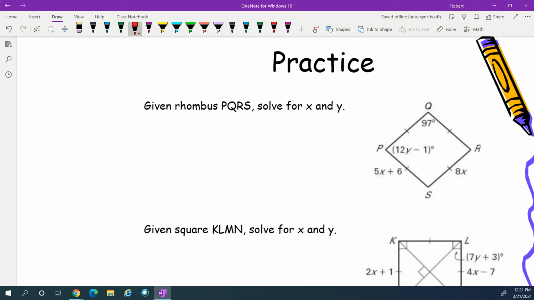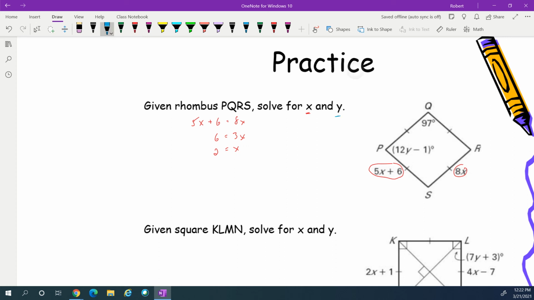So let's see. In our first one, we are given a rhombus and we're asked to solve for x and y. Well, solving for x, we're shown that those segments are congruent. But we also know that a rhombus has four congruent sides. So 5x plus 6 equals 8x, and x equals 2.